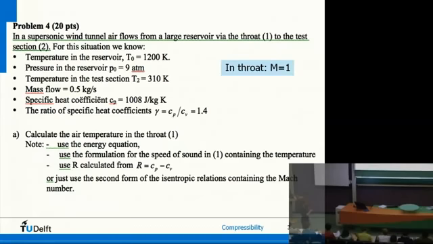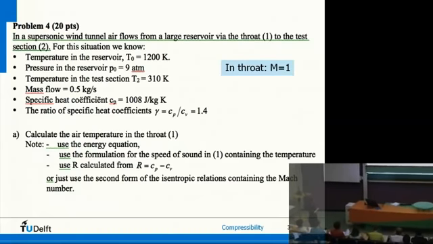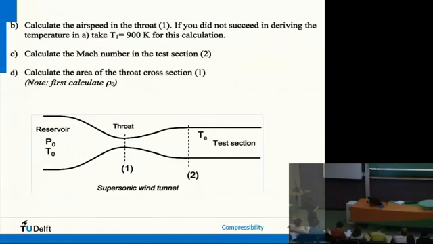So the exam question we asked last year concerned a supersonic wind tunnel blowing from a large reservoir into a converging nozzle. Reservoir conditions were given, temperature in the reservoir, pressure in the reservoir. Then the temperature in the test section was given, the mass flow, the specific heat coefficient and the ratio of specific heats. Then we finished A, so we calculated the air temperature in the throat.